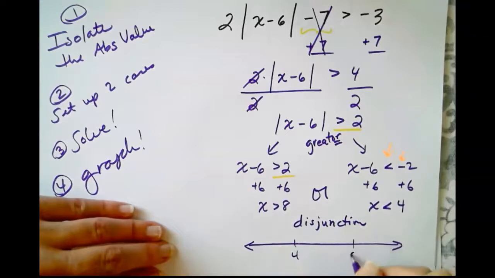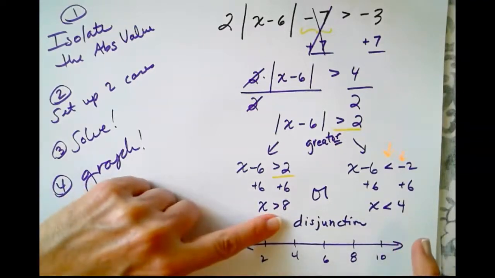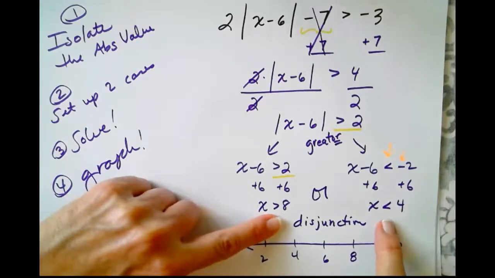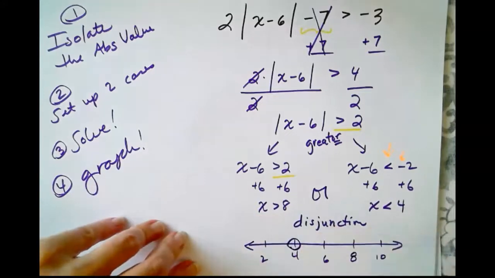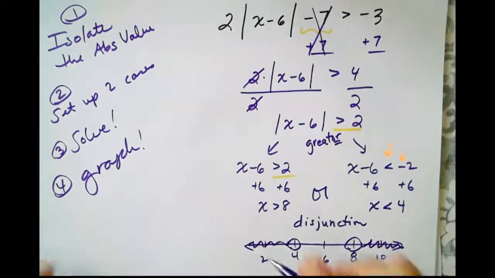Here's 4, here's 8, we'll put 6 in the middle, 2 over here, 10 over here, strictly greater than, strictly less than, open circle, shade to the left, open circle, shade to the right.